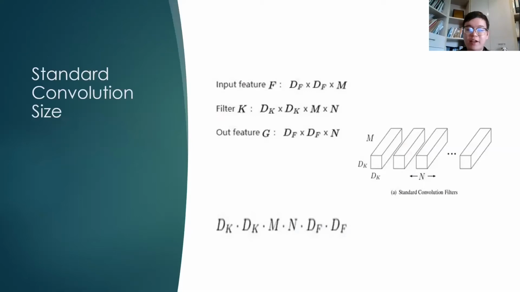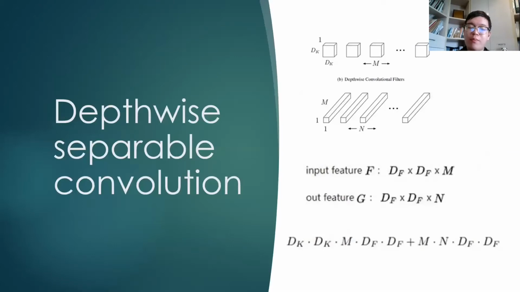Let's say we have standard input feature F, filter K, output G as the size shown on the figure. The cost for CNN will be the product of the bottom equation. But for the depthwise separable convolution, let's say the same input and output. One convolution kernel is applied for each input channel using depthwise convolution, and then we do a simple 1 times 1 convolution. Total cost will be the sum of these two costs shown at the bottom.